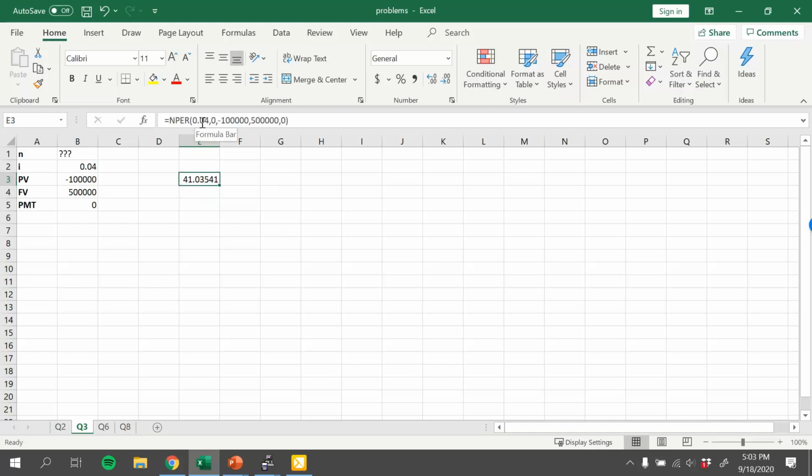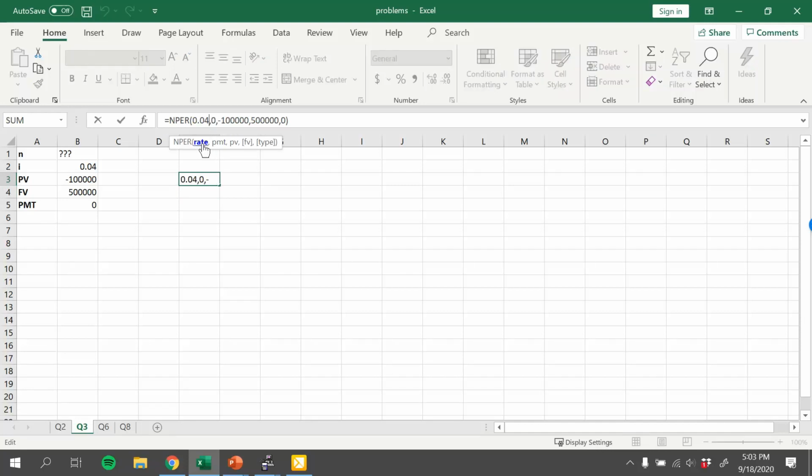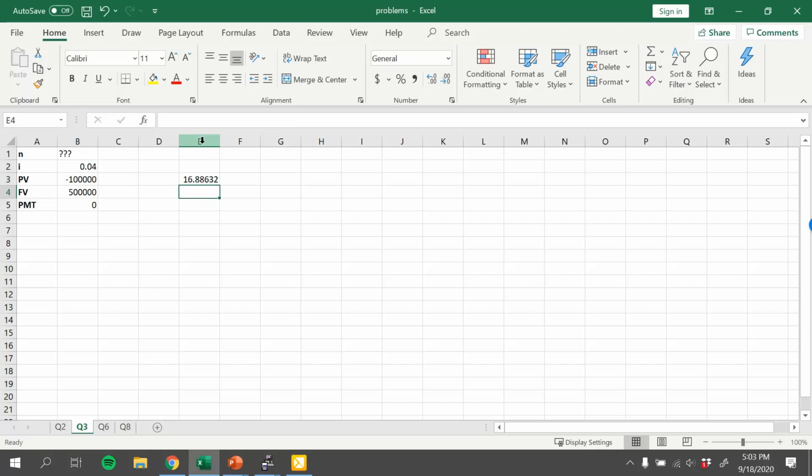So we're going to change this number here. We're going to change this 0.04, which is the interest rate. And let's make it, let's say 10% per year. So instead of 0.04, I'll make it 0.1. And then I'll solve now. And you can see the number went down. It went from 41 years to reach our goal of getting $500,000. Now it's down to 16 years. So as the interest rate increases, it's going to take us less time to reach our goal of having $500,000.